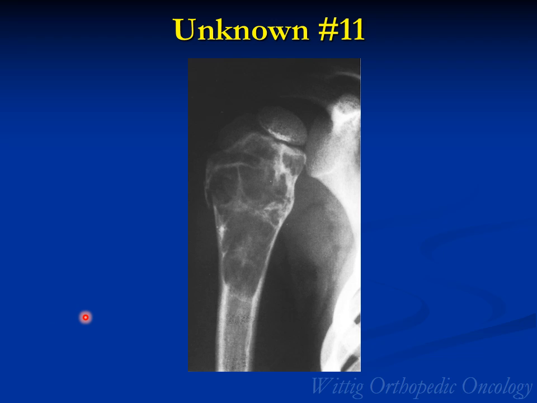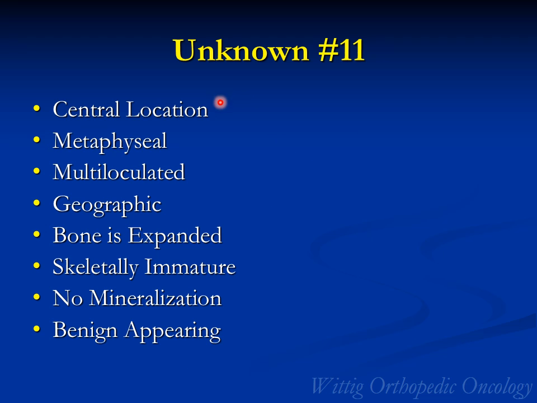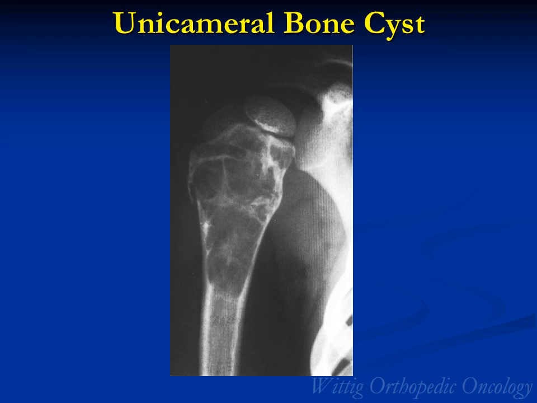Unknown number 11. This is a skeletally immature patient. This is the shoulder. There's a pathological fracture in this location, and here is the lesion. The lesion is located centrally, arises in the metaphysis. It's multiloculated, geographic. The bone is expanded slightly. Patient skeletally immature. There's no mineralization, and it's benign appearing. The answer is unicameral bone cyst.